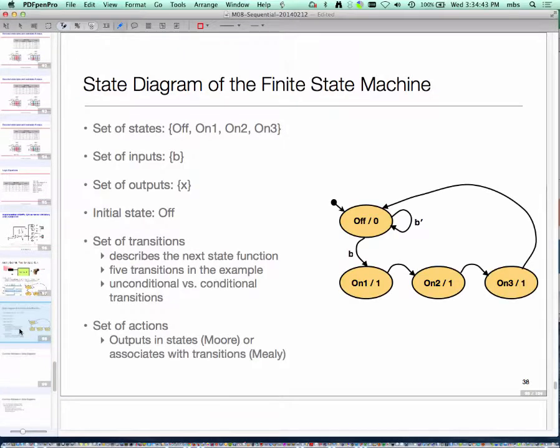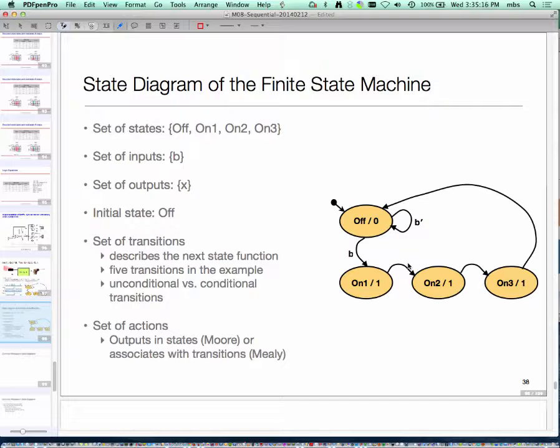Okay, so let's see firstly. Yeah, go ahead. Professor, what describes the next state function? Well, since these edges are telling me, given the current state and a particular value of input, what the next state is, these edges are helping me describe the next state function, right? In our state diagram, this corresponds to the combinational logic, which is the next state logic.